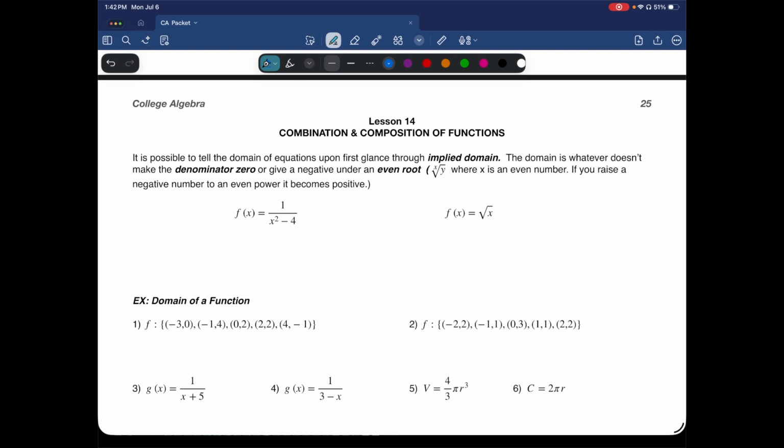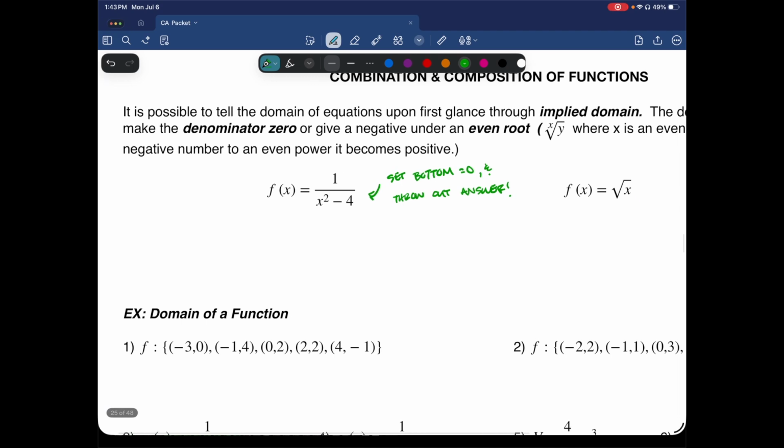If the root index is even, then that parentheses just explains what an even root is. If it's an even root, you have to consider both positive and negative, therefore a negative can't be underneath. But if it's a cube root or a fifth root or whatever, then you can deal with the negative underneath. So for this first one, if I have a fraction, all I'm going to do is set the bottom equal to 0 and solve.